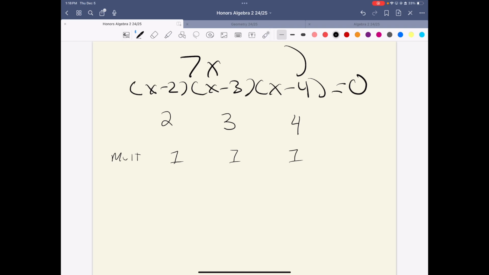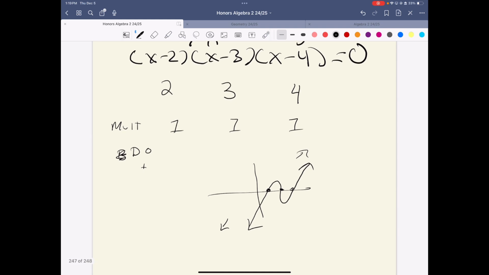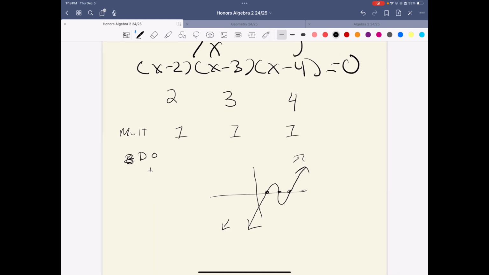So we found the zeros. We found the multiplicity. Degree. What degree is it? Third. So it's a third degree. So it's odd and positive. So we're going to start to sketch the graph. So odd and positive is the third quadrant and the first quadrant. My zeros are at 2, 3, and 4. They're all multiplicities of 1, so they just go through it. So that's what your graph for that one should look like.